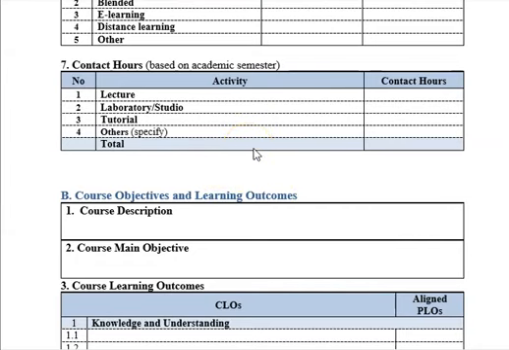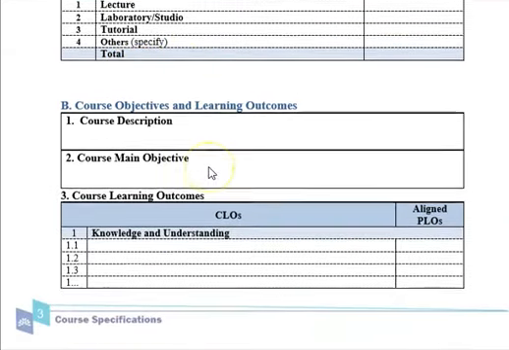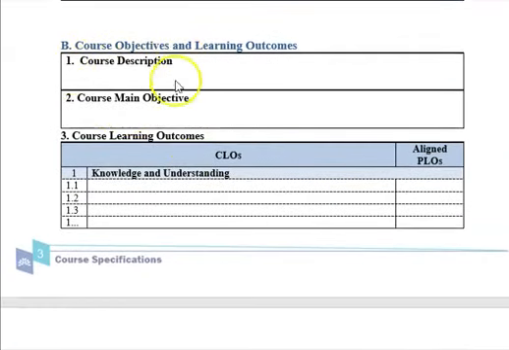Here now, what is different? They removed the other learning hours, the activities with students, which means how many hours students should spend on learning this course, for example in the library for reading, homework, and assignments. So it is removed from this form. The course description is the main keywords that describe the contents of this course.